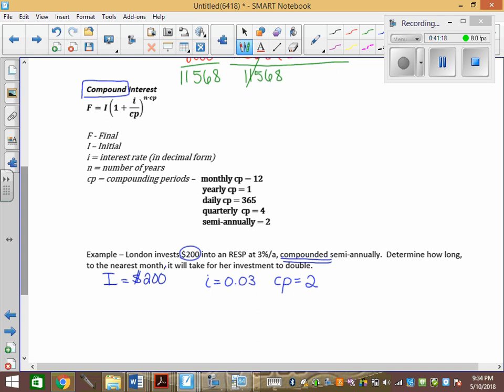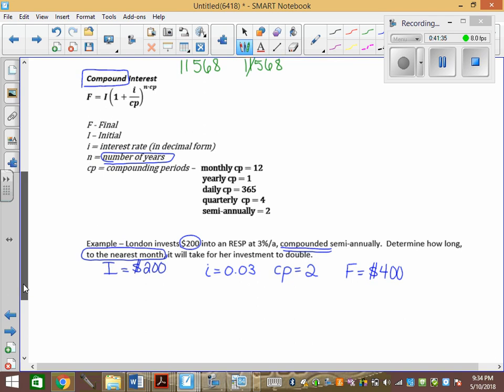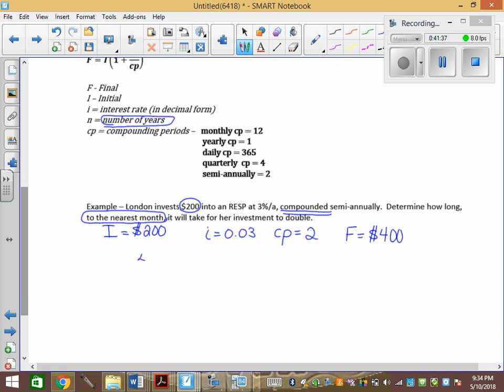Determine how long to the nearest month it will take for her investment to double. So her final needs to be 400 in order for it to double. And they want us to find to the nearest month. Remember that N always gives us number of years, so we're going to keep that in mind. So we're going to have final, which is 400, equals initial, which is 200, times 1 plus 0.03 divided by 2, to the 2n, 2 times n.